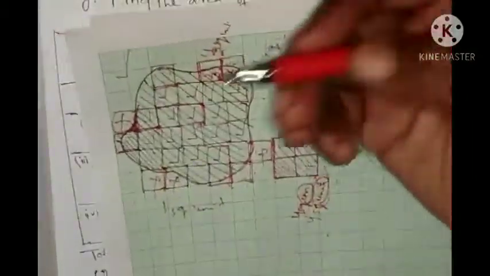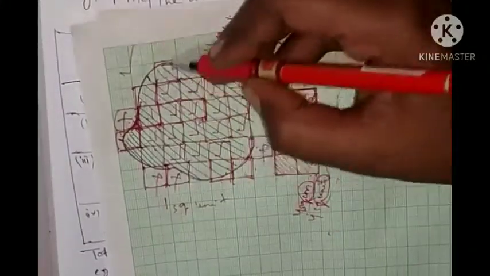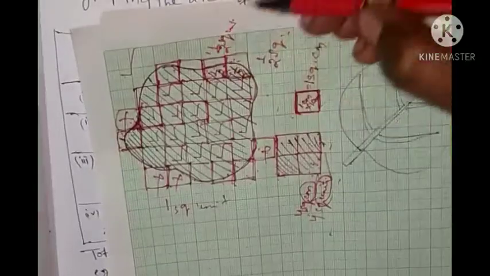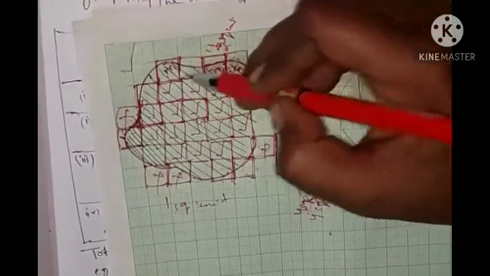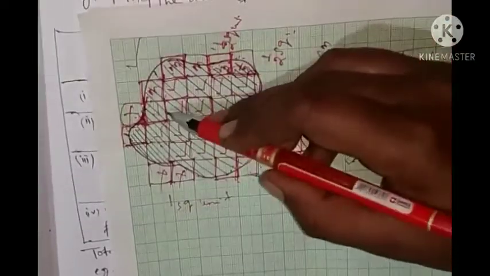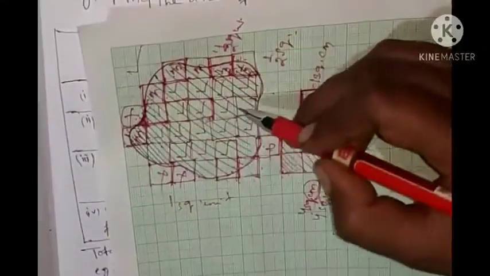Next, more than half filled. What is more than half filled? This one is more than half filled. From above we will see 1, 2, then 3. I am writing more than half, 3. Okay, then this is more than half filled, 4.